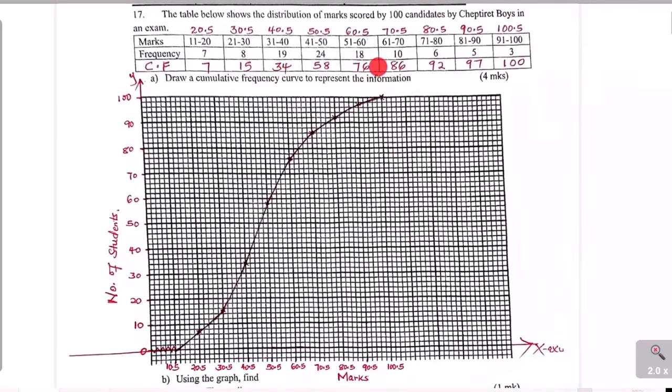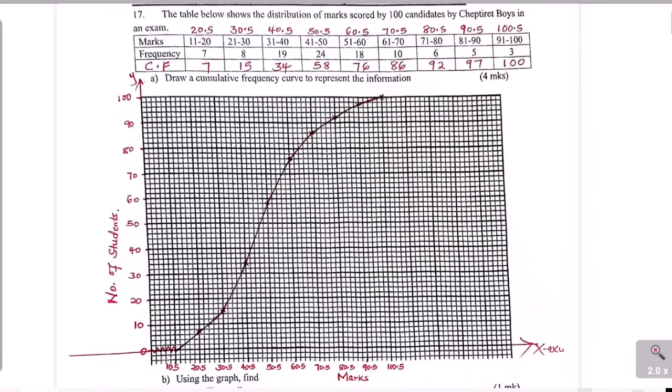So the scale, look at it: you have 0 to 100. I've used 1 centimeter to represent 10, so 10, 20, 30, all the way to 100. Now you have the upper class boundary representing the marks on the x-axis, and the y-axis where you have the number of students, using cumulative frequency. So now you plot.